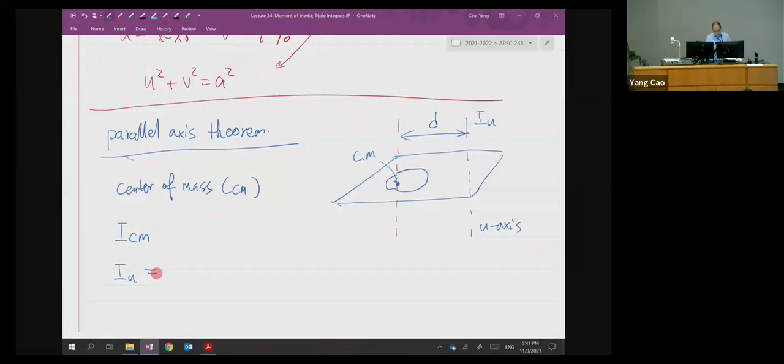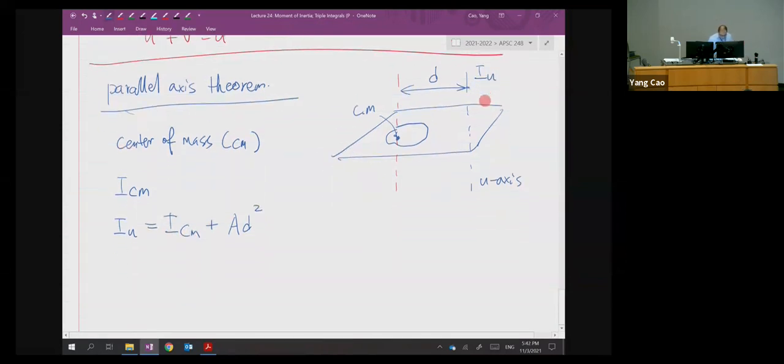So the parallel axis theorem says the moment of inertia about this U axis is equal to the moment of inertia around the axis going through the center of mass, plus the area of this region, the thin plate, times d squared. So that makes your life much easier. You don't need to calculate a double integral again around this I_U. You could just use this formula to get the I_U.